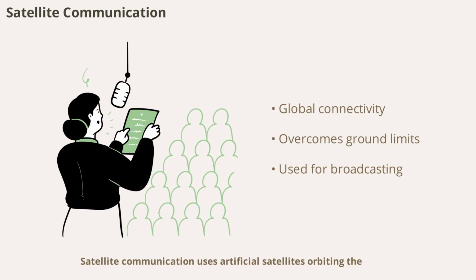Satellite communication uses artificial satellites orbiting the Earth to relay signals between distant locations. This technology enables global broadcasting, internet access, and telephone services, even in remote areas. Satellites act as relay stations, receiving signals from one location and transmitting them to another, overcoming the limitations of ground-based systems. Satellite communication has revolutionized the way we connect across the world.